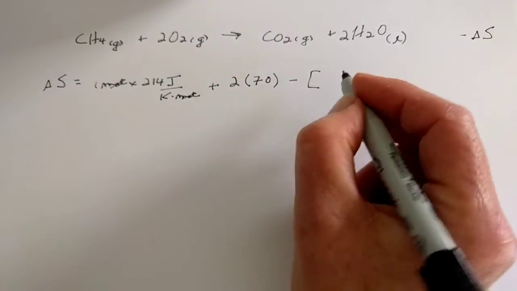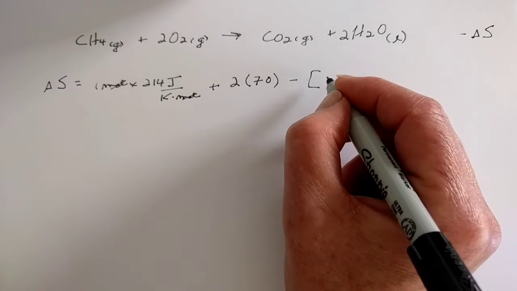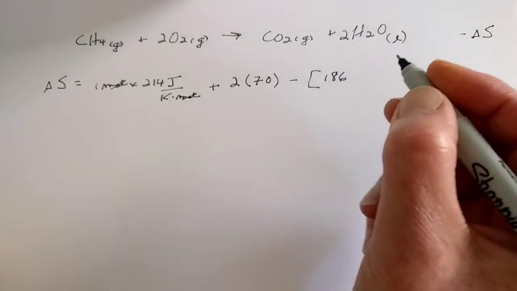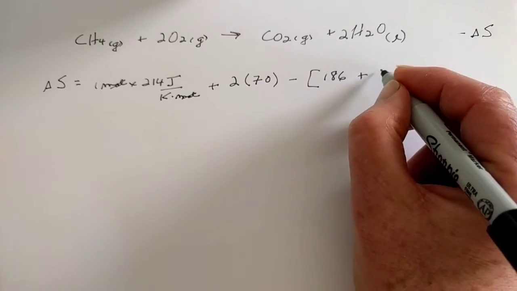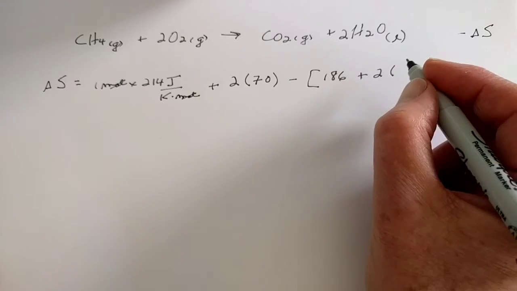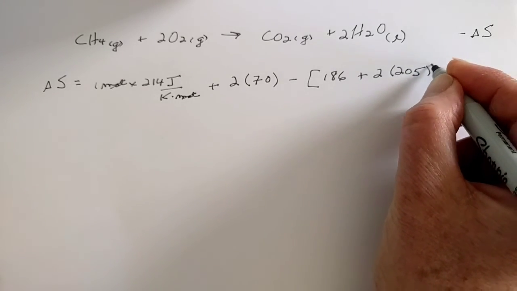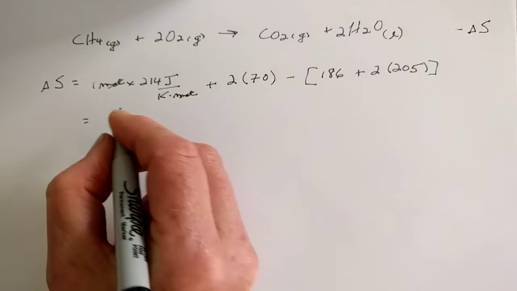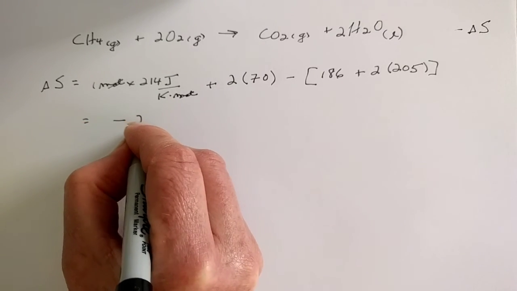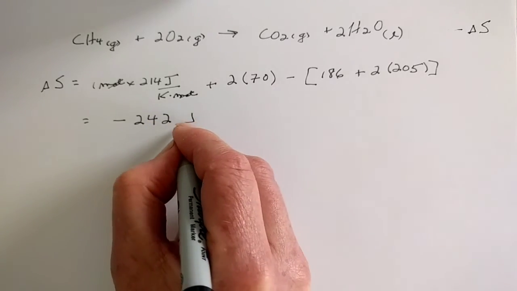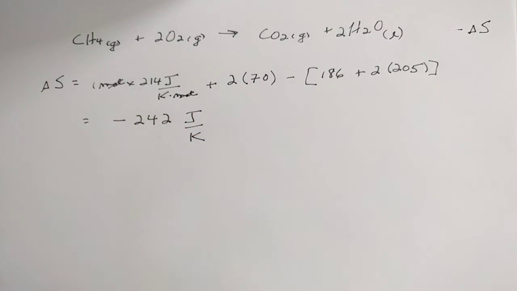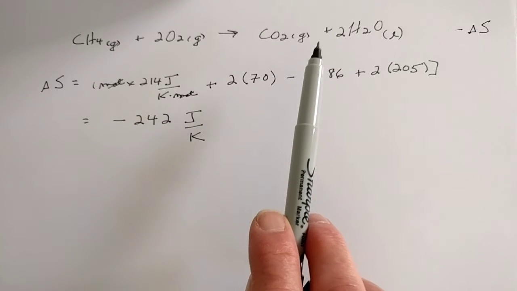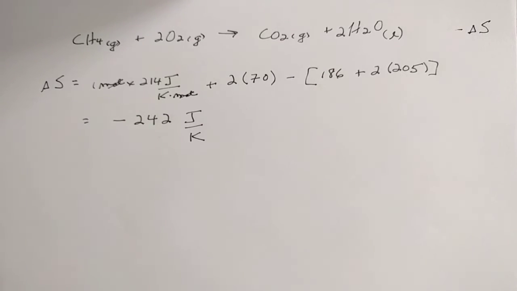minus, now we do our reactants. So 1 mole times the value of methane gas, which is 186, plus 2 times the value of oxygen gas, which is 205. So when we do that calculation, we come up with a value of negative 242 joules per Kelvin. The moles all canceled out. So it did match our prediction of having a negative sign for the change in the entropy. So that means our system is more ordered after the reaction than it was before the reaction.